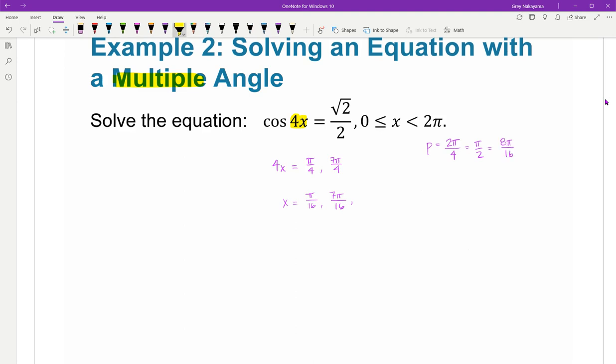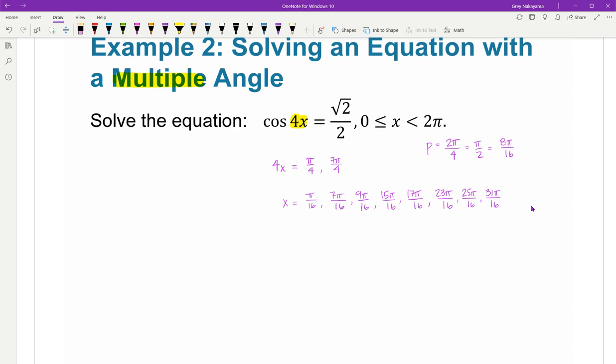Pi over 2 is equal to 8 pi over 16, okay? So I'm going to add 8 to my numerator each time. And I just keep them in order. You don't have to, but I'm going to do the first one. So 1 pi plus 8 pi is 9 pi over 16. 7 pi plus 8 pi is 15 pi over 16. 9 pi plus 8 pi is 17 pi over 16. 15 pi plus 8 pi is 23 pi over 16. 17 pi plus 8 pi is 25 pi over 16. And 23 pi plus 8 pi over 16 is 31 pi over 16.